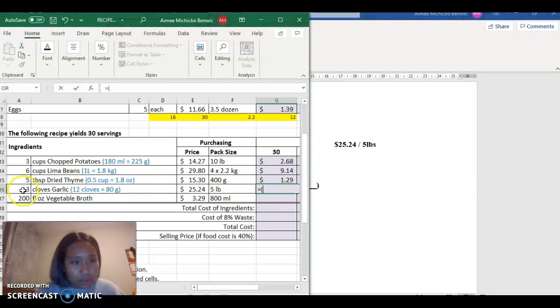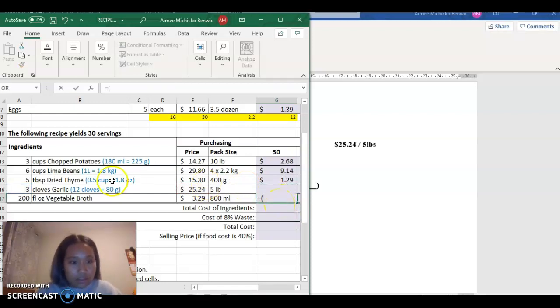So let's do this again. 3 cloves multiplied by 80 divided by 12 cloves and divided by 500 grams, close bracket, multiplied by the price, $25.24. Sorry, forgot my bracket there, divided by 5 pounds. That gives us 20 cents.